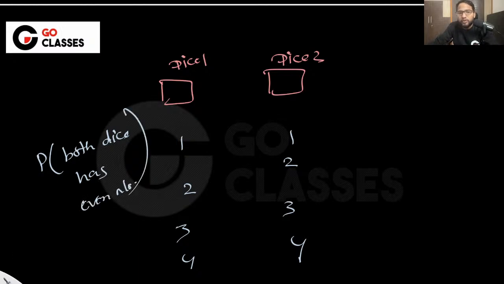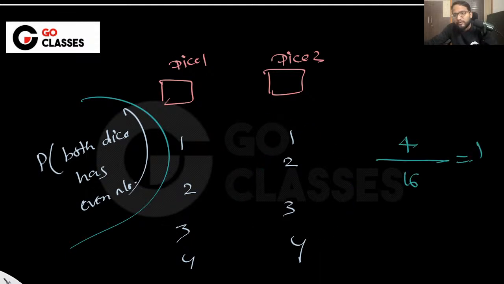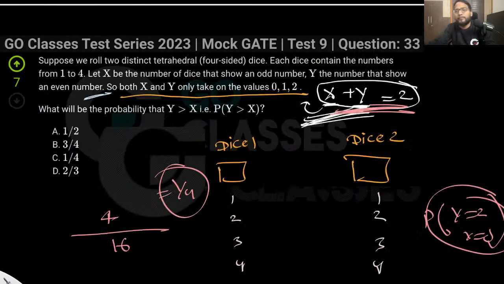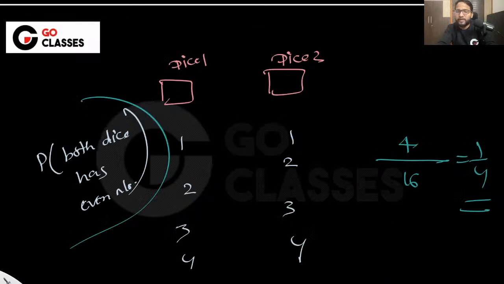In other words, what is the probability that both dice have an even number? There are two even numbers here and two even numbers here. So there are four favorable cases out of 16. That's why this is 1 by 4 probability. This question was quite easy. Let me know if there is some doubt here. It is just that they're playing with the random variables, the confusion or the definition of the random variables. Otherwise, this question was actually very easy.